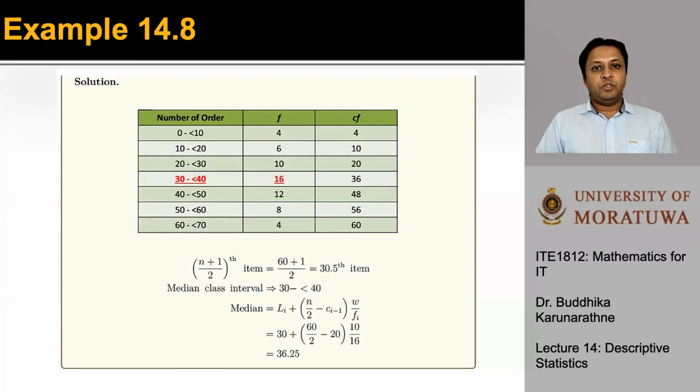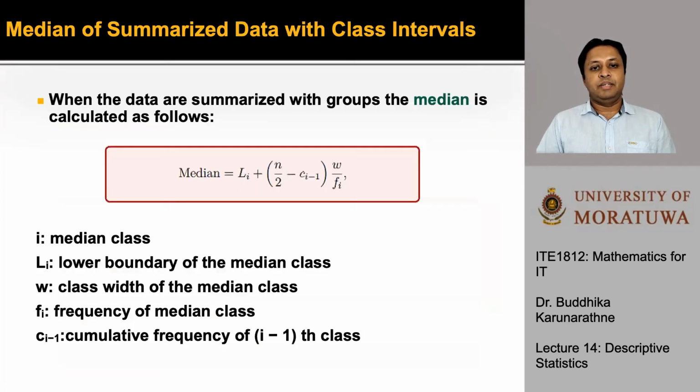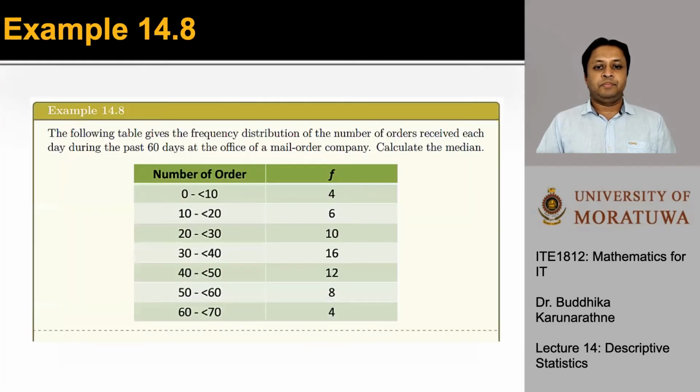The first thing you need to do is find the median class. To do that, you use the equation (n plus 1) over 2. n is 60. (60 plus 1) over 2 gives you 30.5. That is the item you need to look for as the median item. So the median class interval is identified as 30 to 40. Now, since you identified the median class, you can apply the equation given in this slide.